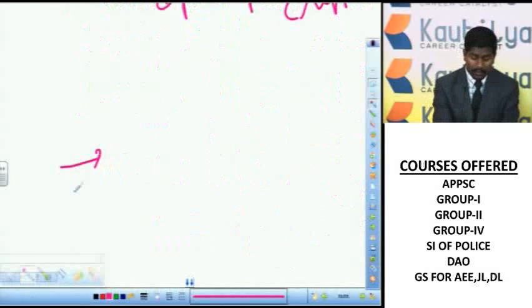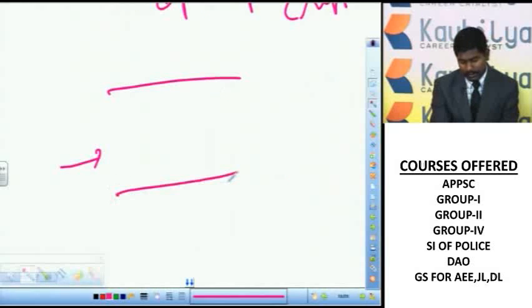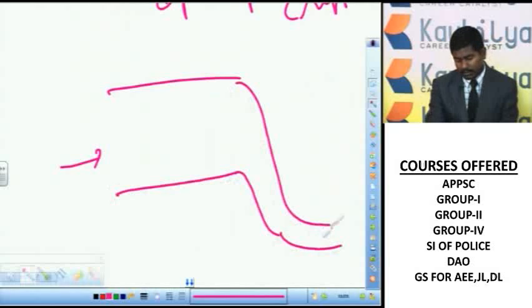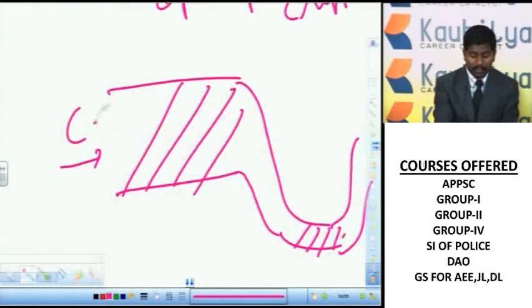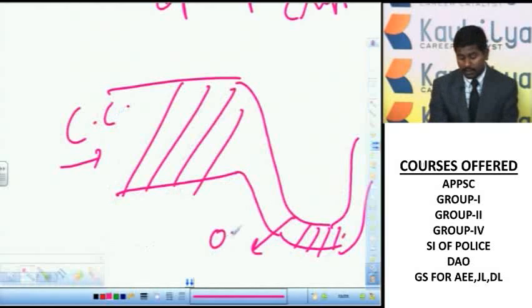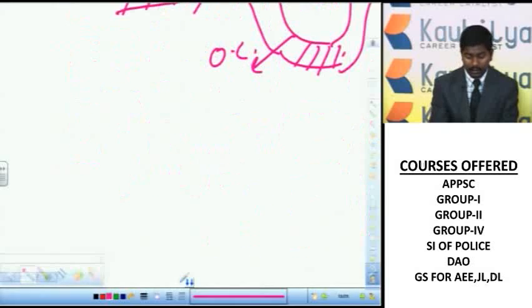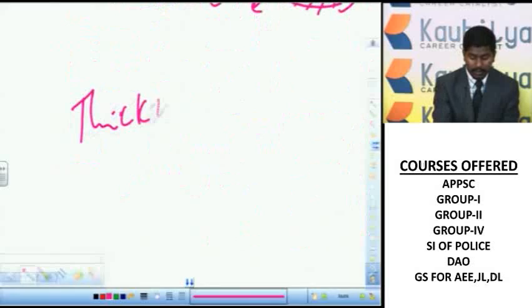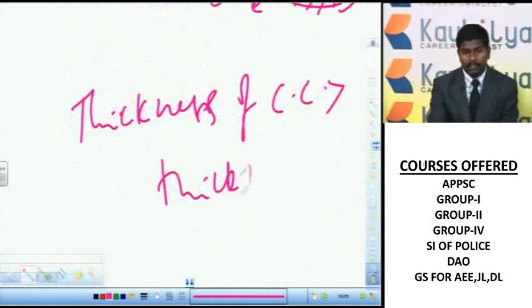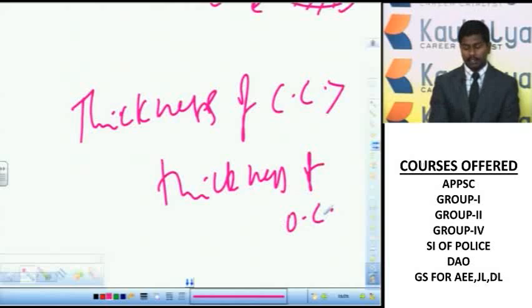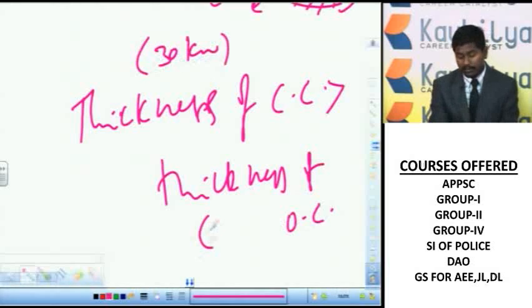So when the continental crust is like this, here it will be the oceanic crust. That means the thickness of the continental crust is more than the thickness of the oceanic crust. The thickness of the continental crust is up to some 30 kilometers, but the oceanic crust's thickness is some 5 to 8 kilometers.